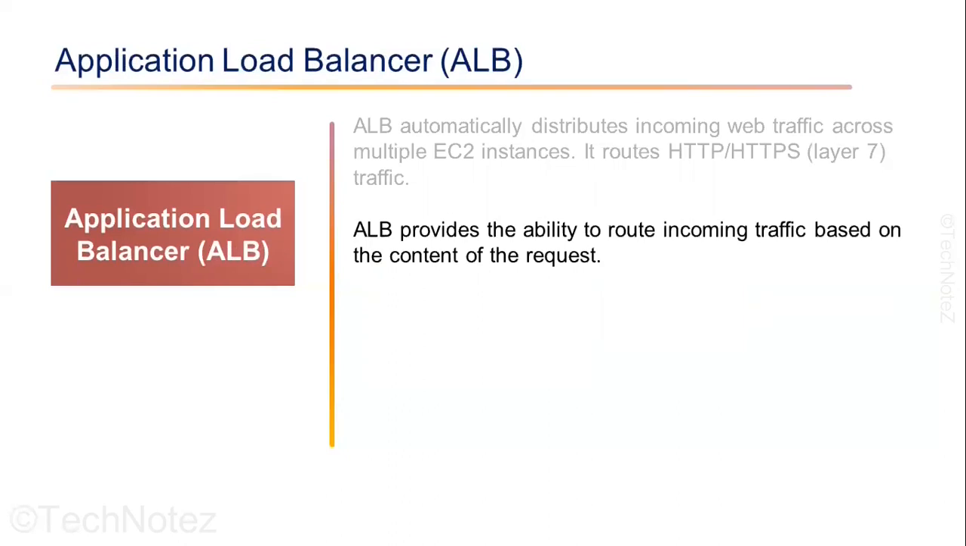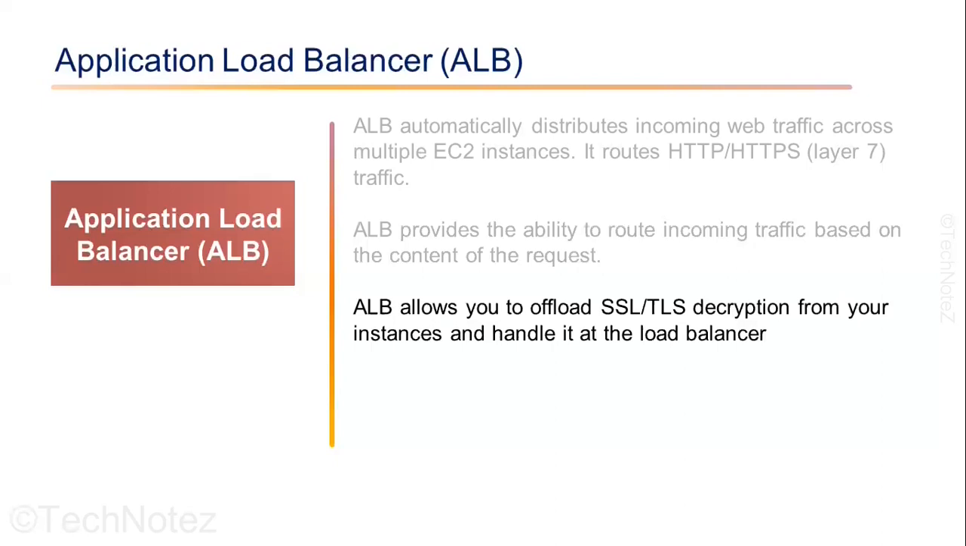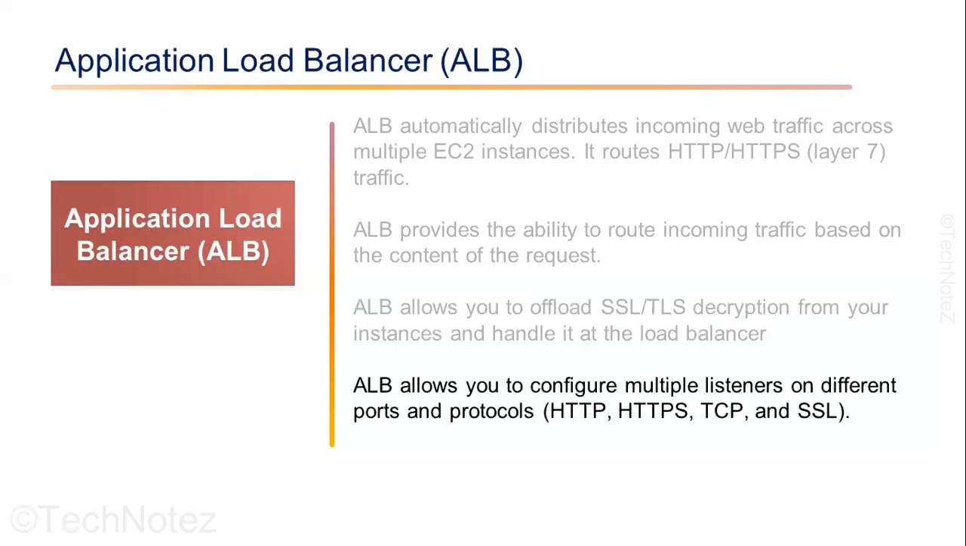This allows more fine-grained control over how traffic is distributed to your instances, making it possible to route the request to different parts of your application based on the URL path or other request attributes. Application load balancers allow you to offload SSL and TLS decryption from your instances and handle it at the load balancer. Application load balancers allow you to configure multiple listeners on different ports and protocols.